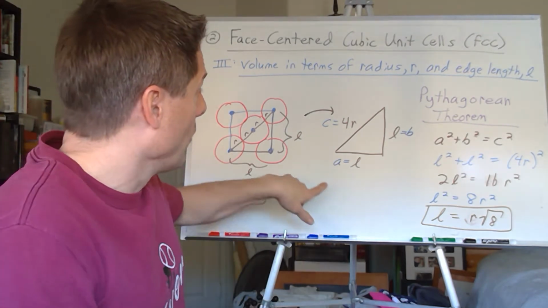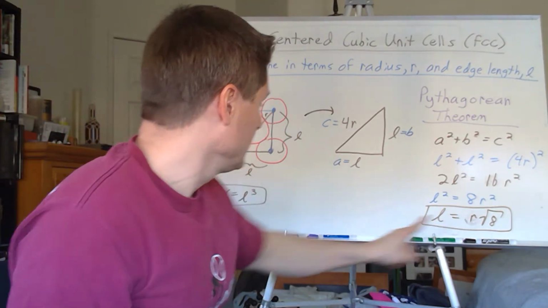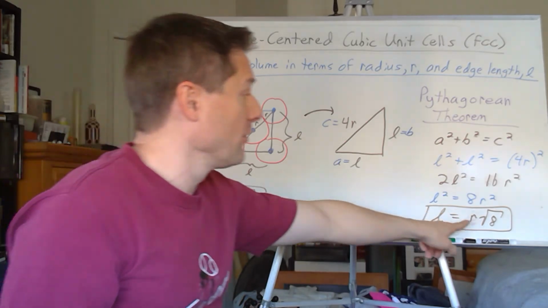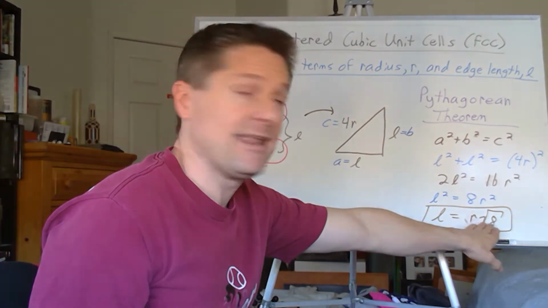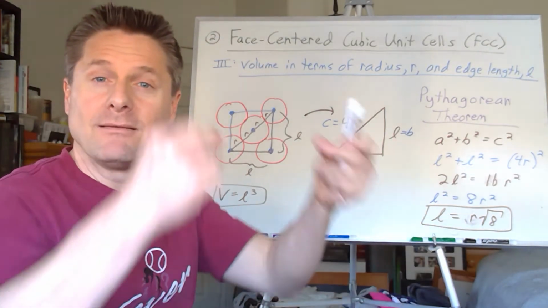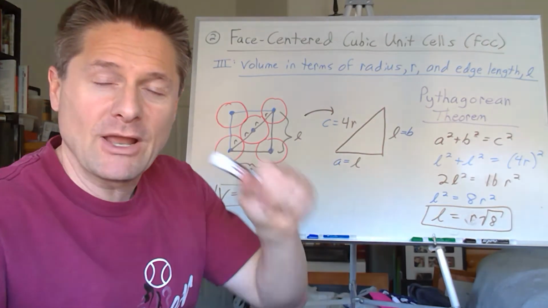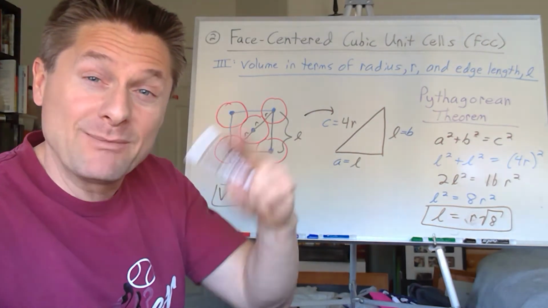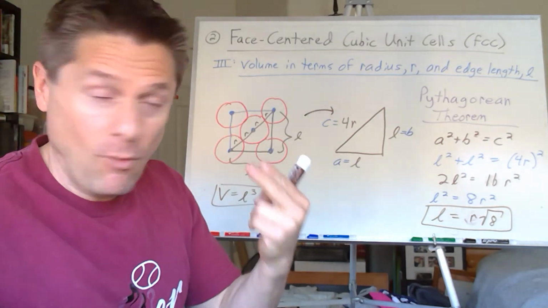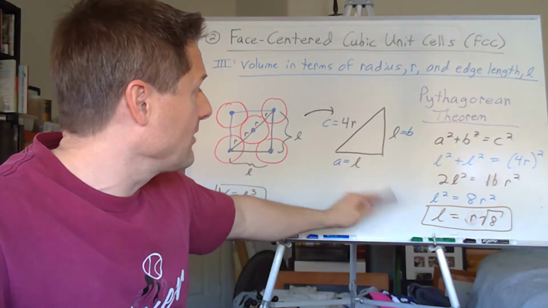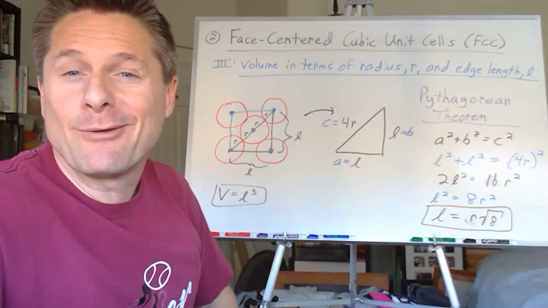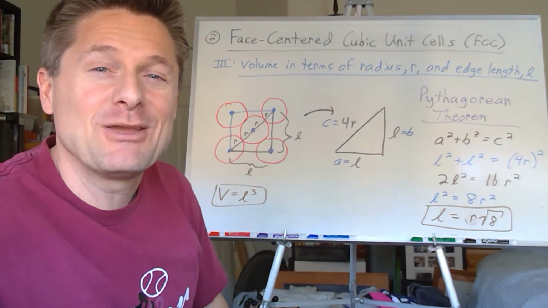Right on? So if we know L, we can just cube it. But if we know the radius, we can just take the radius times the square root of 8, and then cube that. We've got the volume. So again, coordination number is 12. Number of atoms inside an FCC is 4. And then the edge length is r times the square root of 8. Thank you, Pythagorean. It gets a little trickier with body-centered cubic.